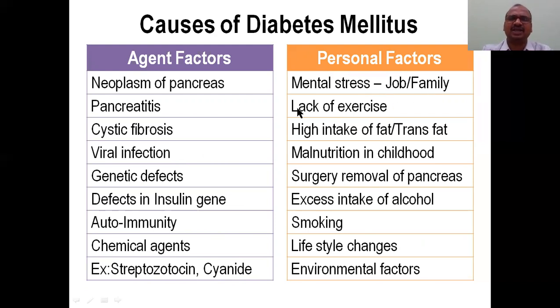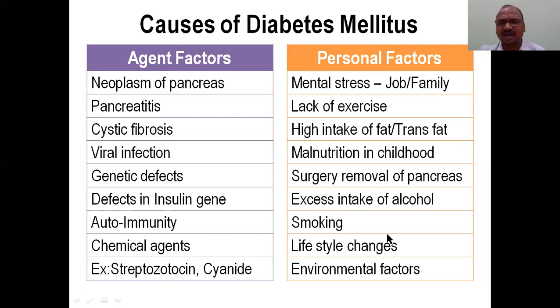Job or family stress, lack of exercise, high intake of fat, trans fats. All the carbohydrates are converted into fats. Carbohydrate is not directly fat; it is converted into fat later in the body. Malnutrition in childhood, nutritional deficiency, and surgical removal of the pancreas, which is called a pancreatectomy.